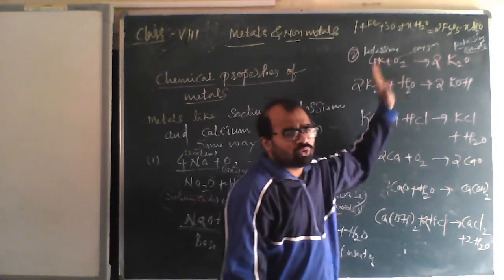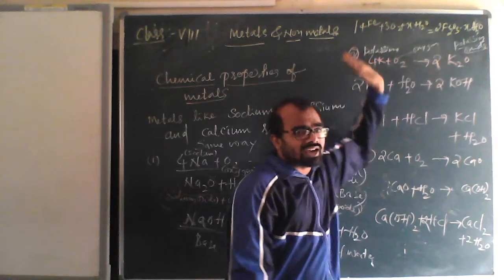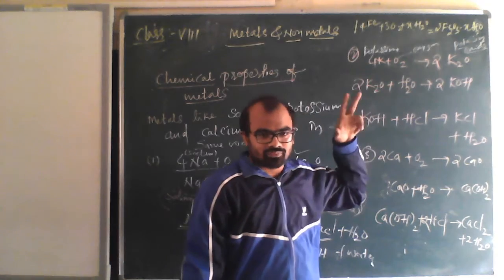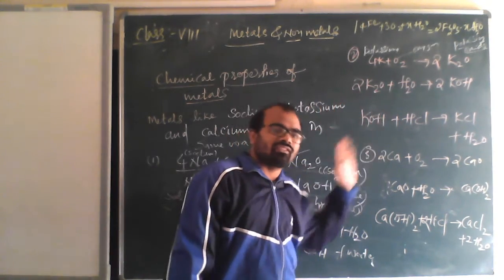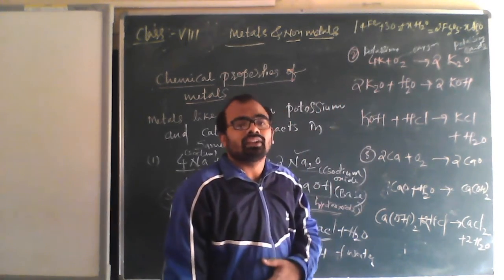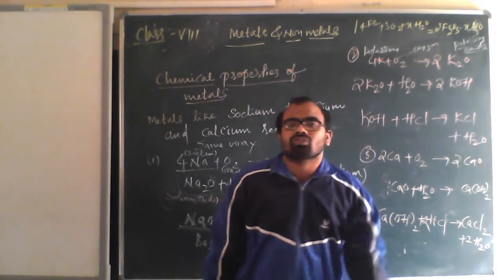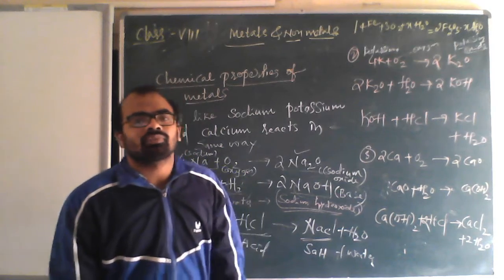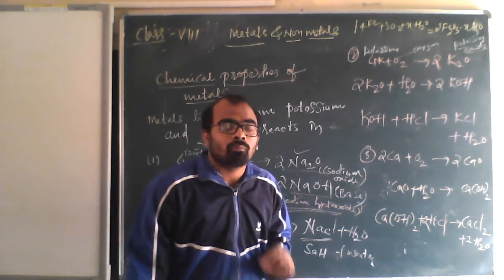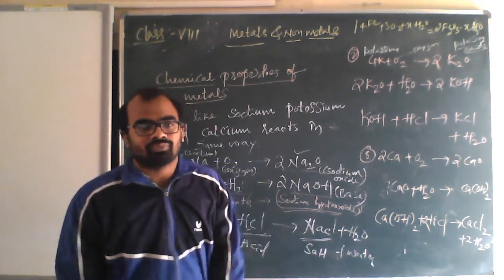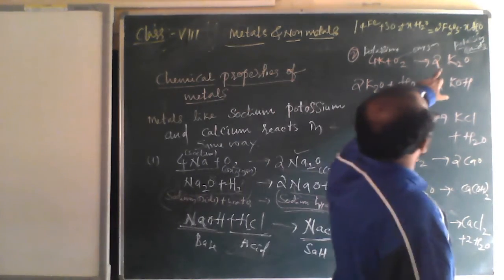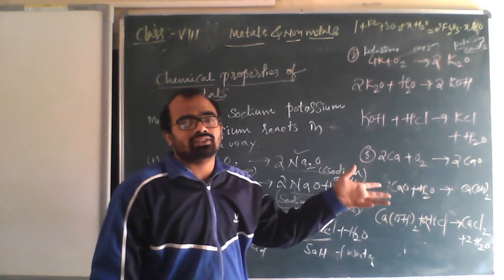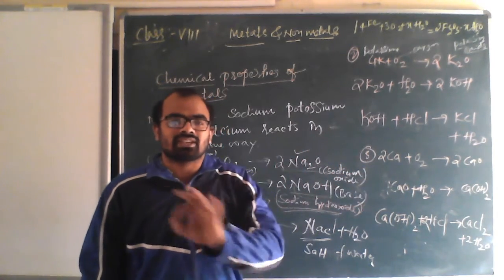These are called reactants, that side is called products. This is a chemical reaction. In a chemical reaction, the left hand side is called reactants, the right hand side is called product. Here potassium reacts with oxygen to form potassium oxide. The potassium oxide formed is basic in nature. Why? Because it is a metallic oxide. Metallic oxides are basic in nature.